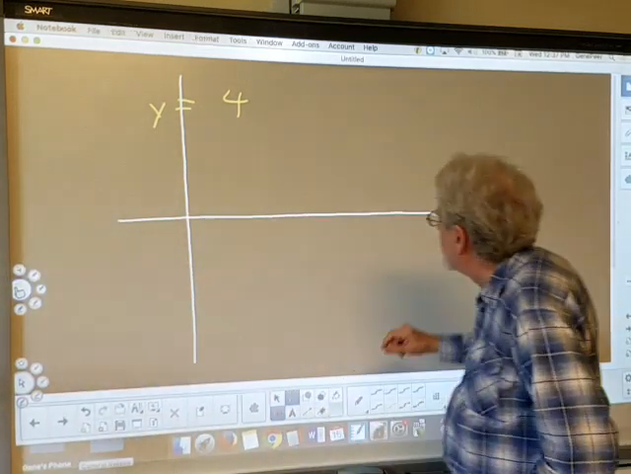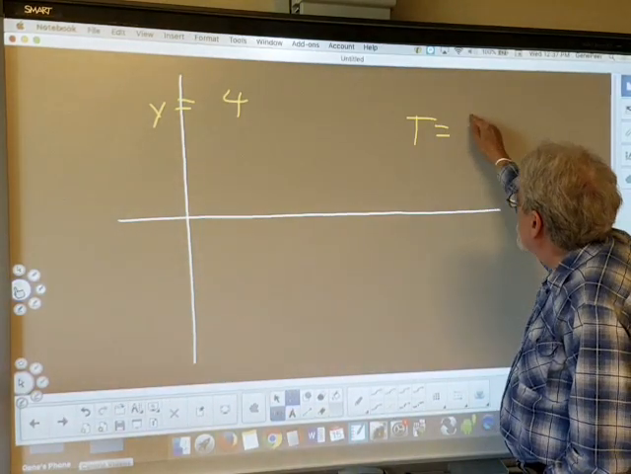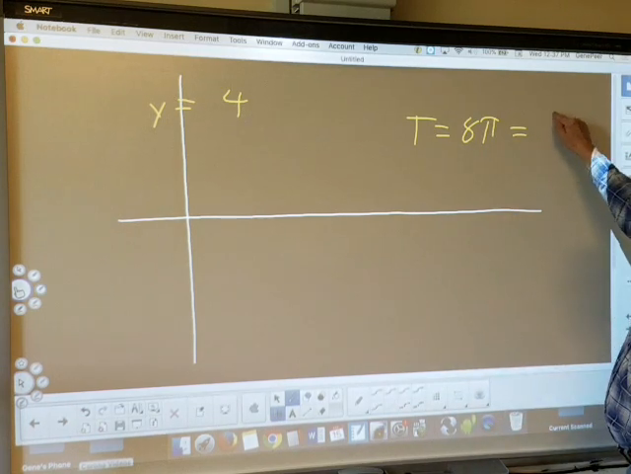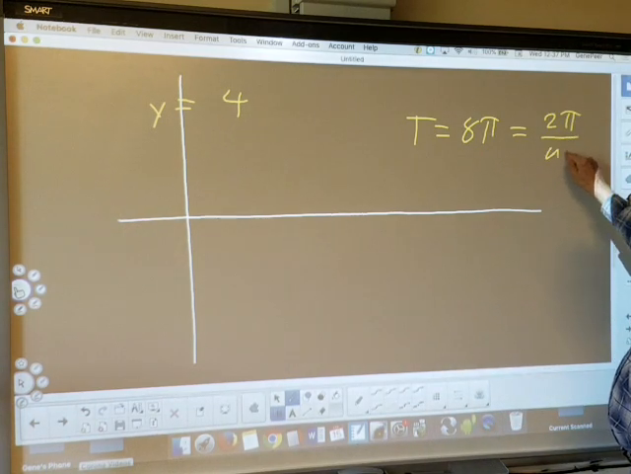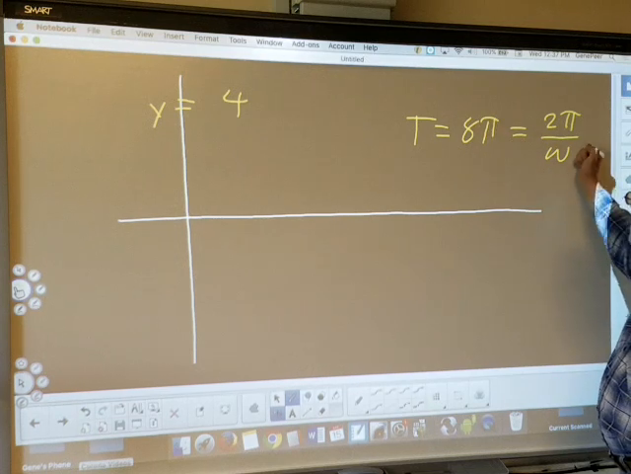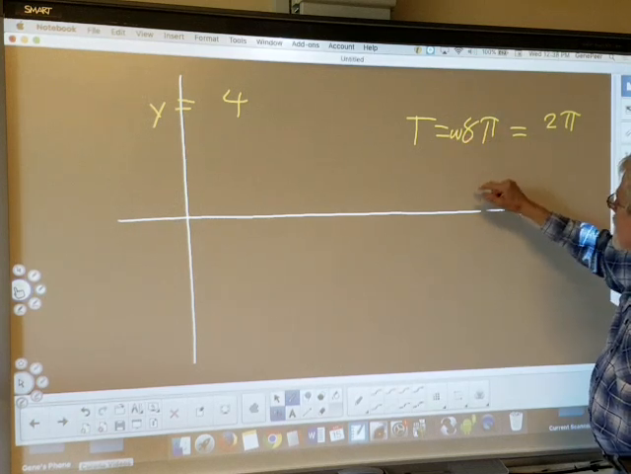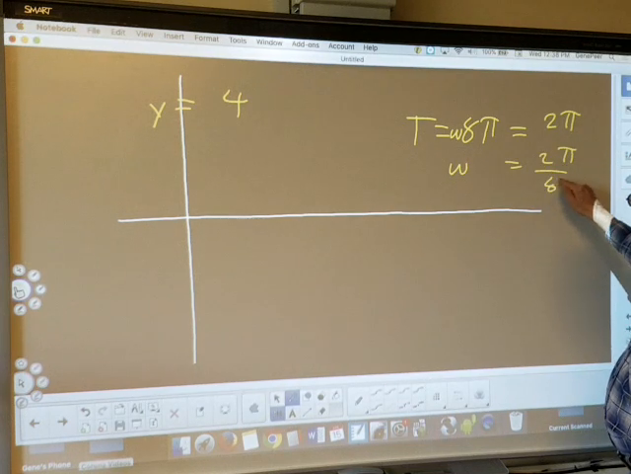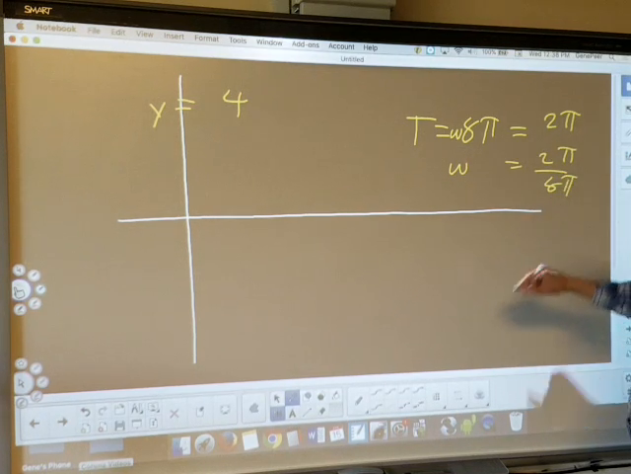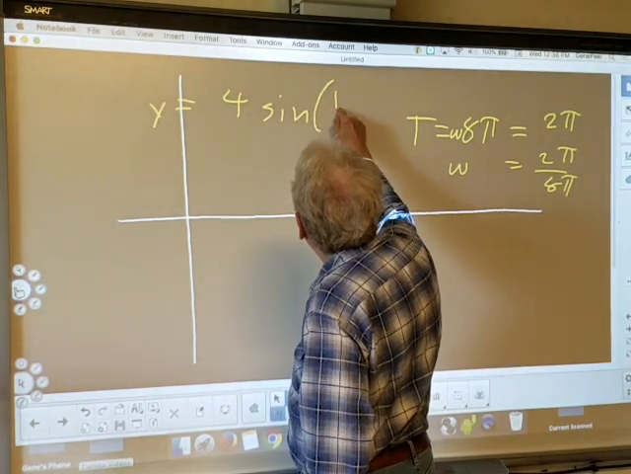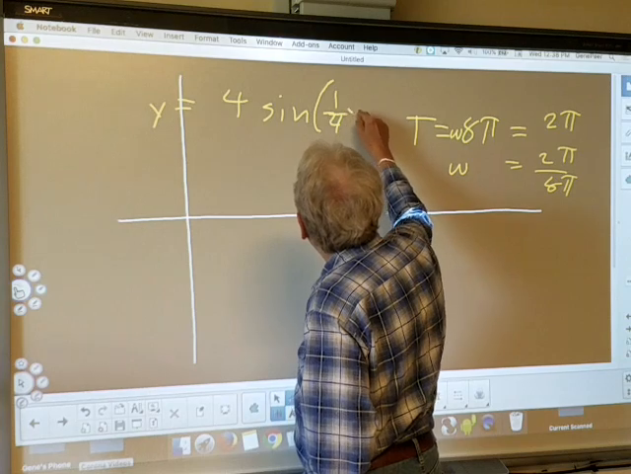Hey, we've seen this before. So we know that the period is 8 pi. But we also know the period is equal to 2 pi over omega. So we need to solve for omega. Multiply by omega. Divide by 8 pi. The pi's cancel. We have 1/4. So we have 4 sine of 1/4 x.